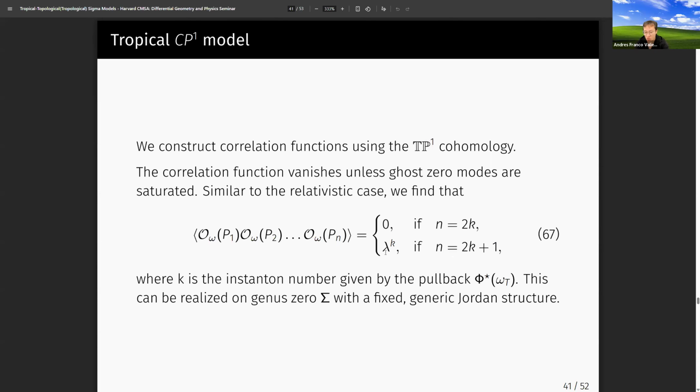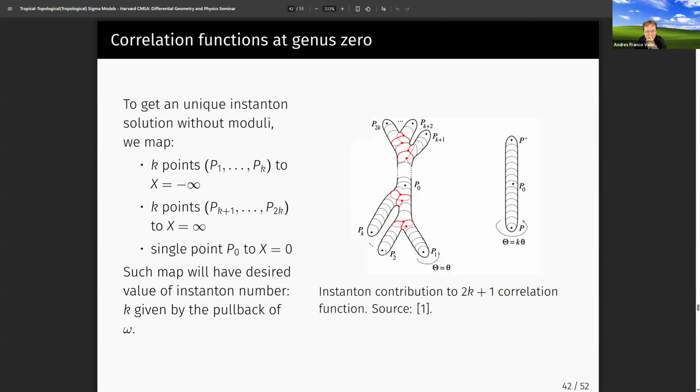It turns out that to compute these correlation functions, you can do it on a generic genus 0 Riemann surface. To extend it to non-zero genus, we need an additional argument. But roughly, it does go like this.